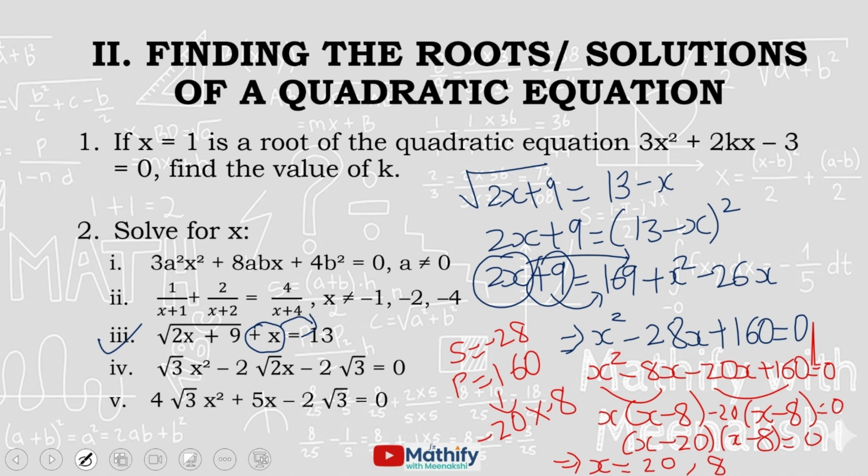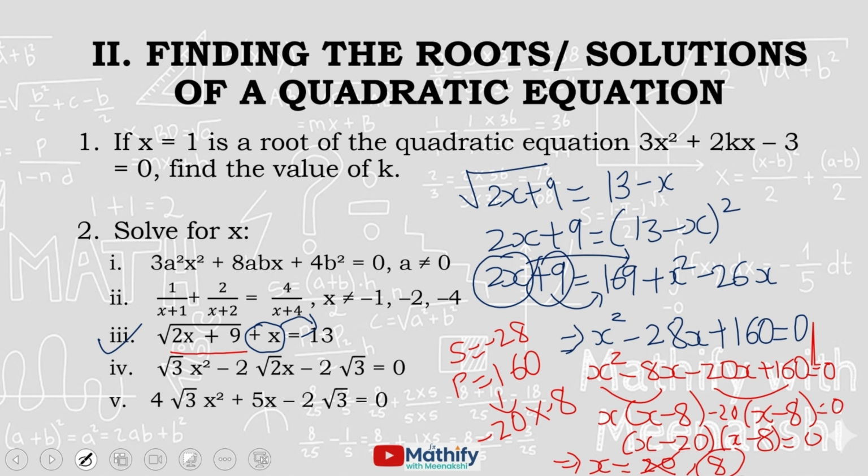So let's put the value of x in LHS first. When you put 20, what you will get? 2 into 20, that is 40 plus 9, 49. What is root 49? That is 7. 7 plus 20, 27. But here it's equal to 13. That means x can't be equal to 20 here because it will not satisfy your equation. So the answer is 8.